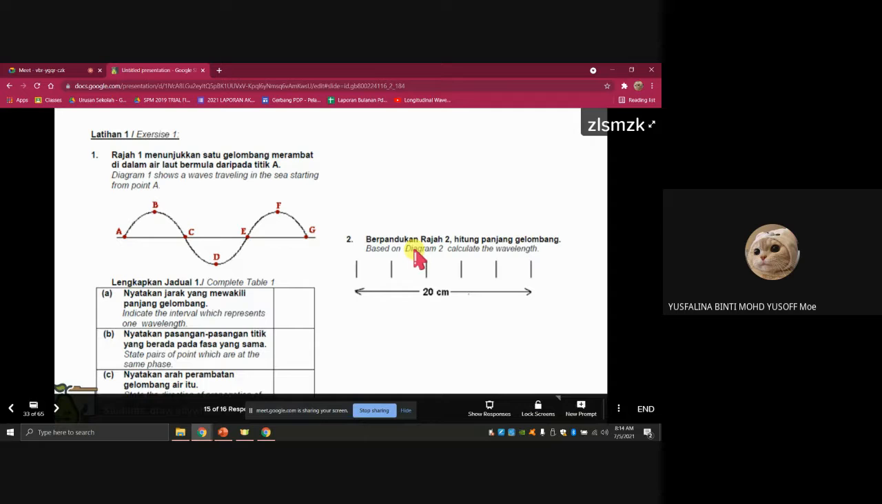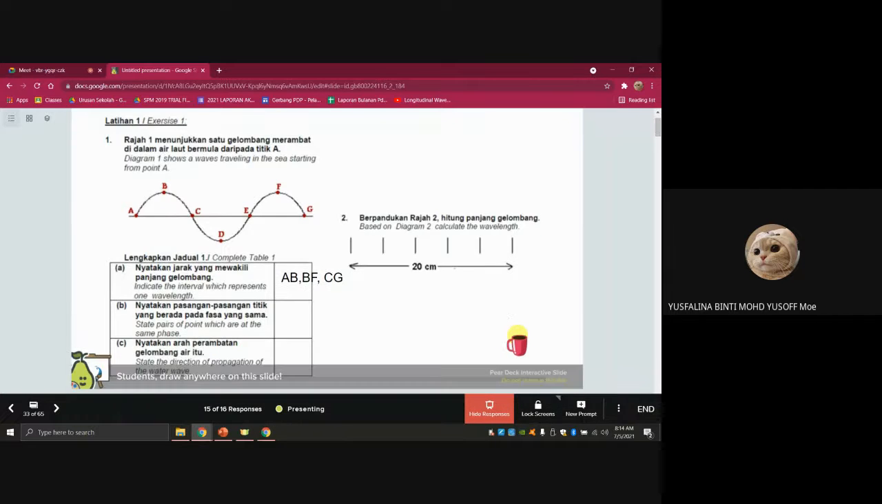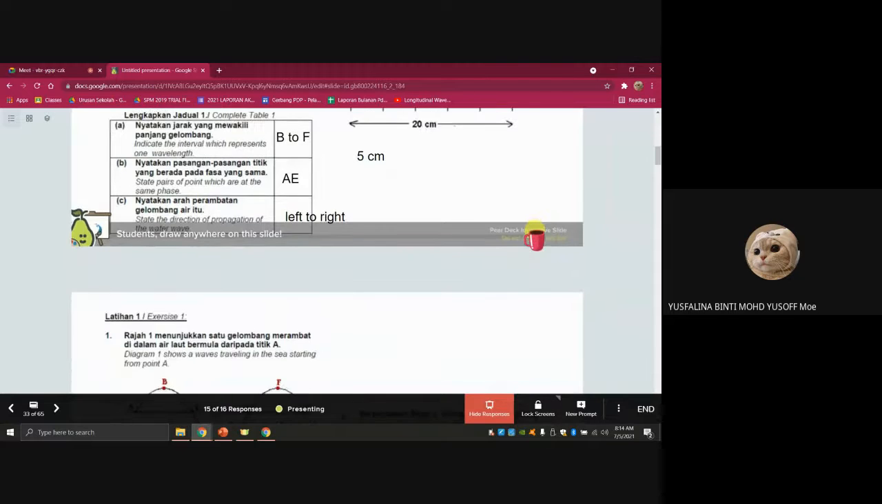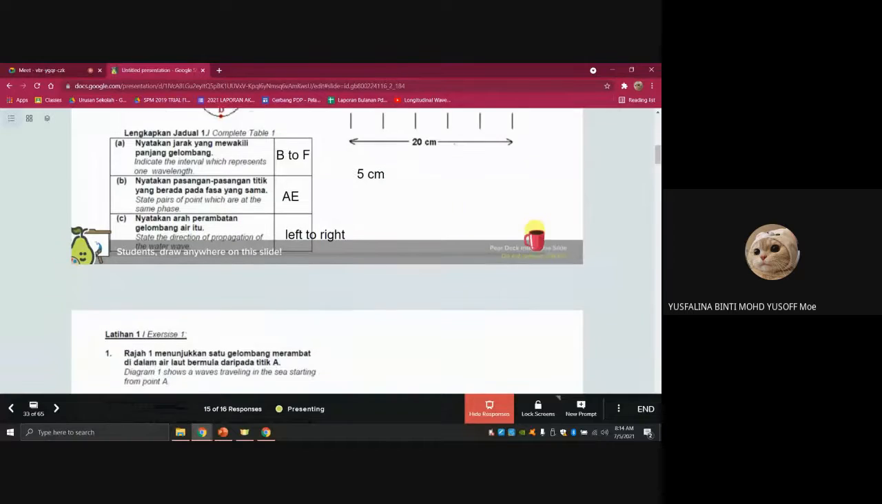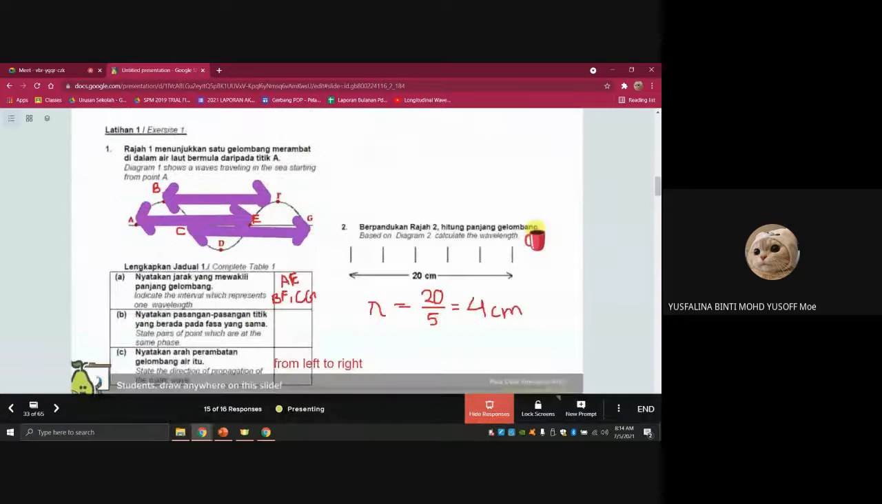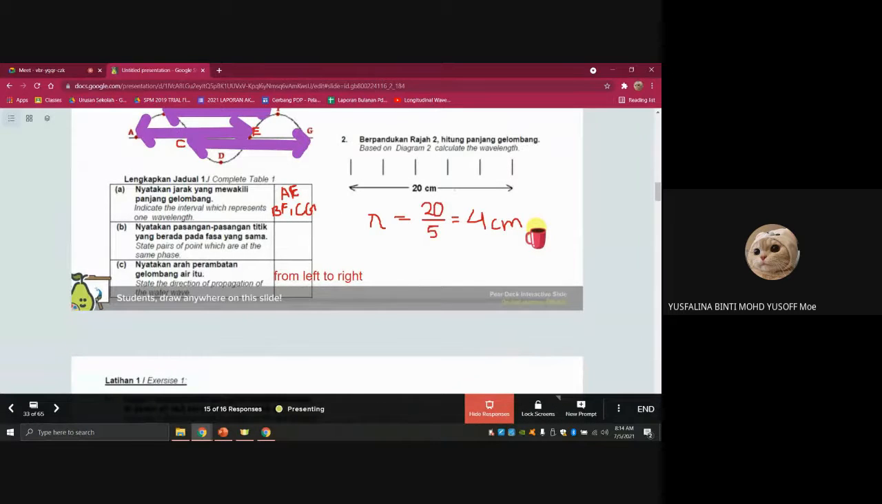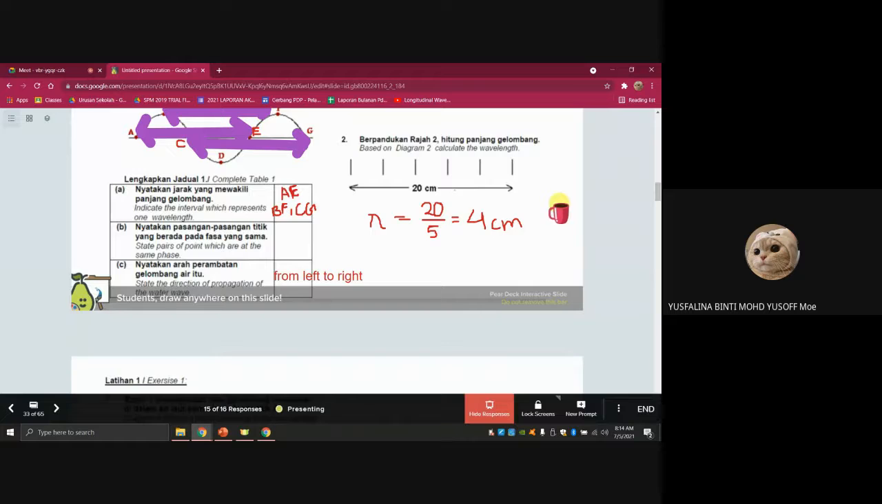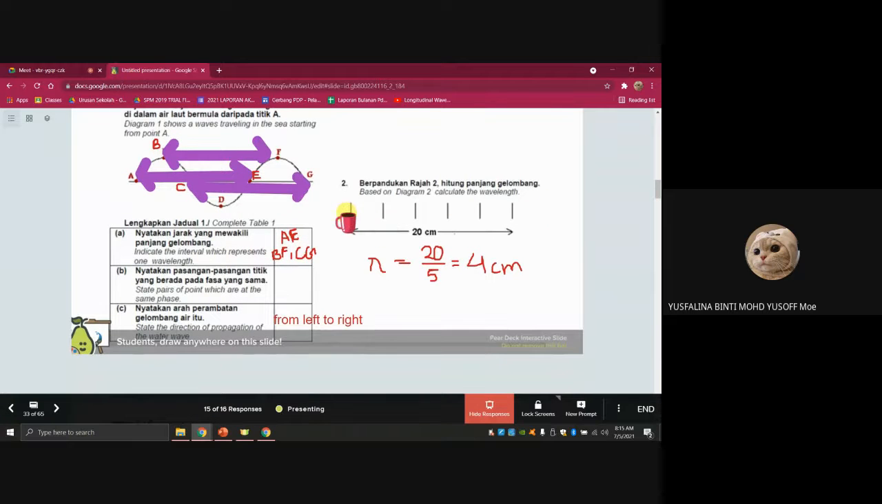For number 2, you have to calculate the wavelength. Let me see how you calculate your wavelength. 5 cm. Is it 5 cm? Is it correct? Some of you answered 4 cm. The answer should be 4 cm, because you can see there are 5 wavelengths actually. 1, 2, 3, 4, 5.